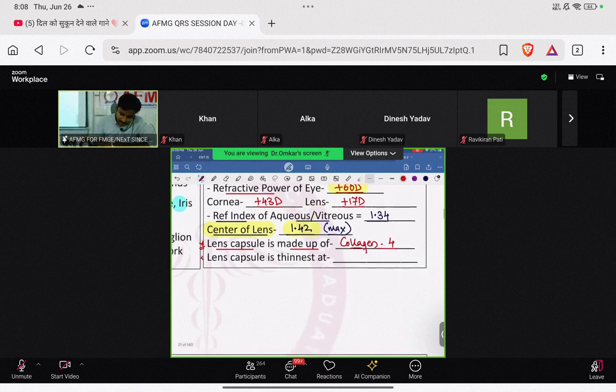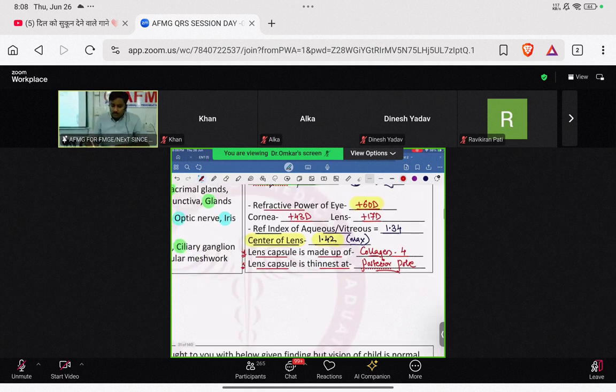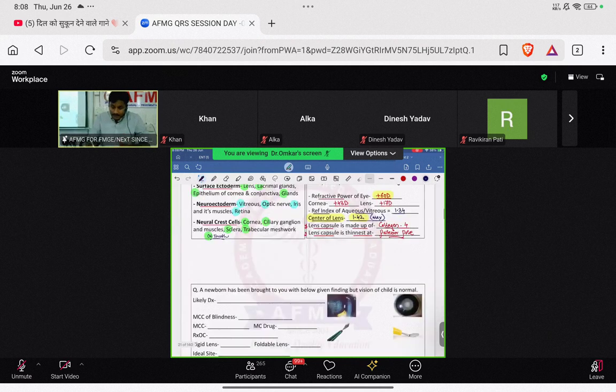Next, the lens capsule is thinnest at which pole? हमें पता है, बच्चे, that the lens capsule will be thinnest at the posterior pole. इसीलिए posterior polar cataract is considered as the most dangerous cataract. If they ask the most dangerous cataract, the answer has to be the posterior polar cataract because the lens capsule is thinnest over here. Clear है यहाँ तक?